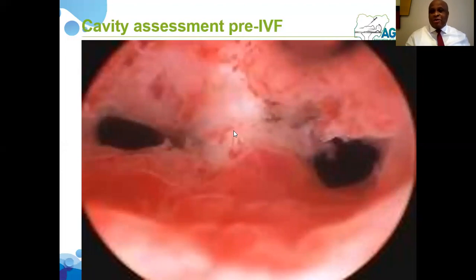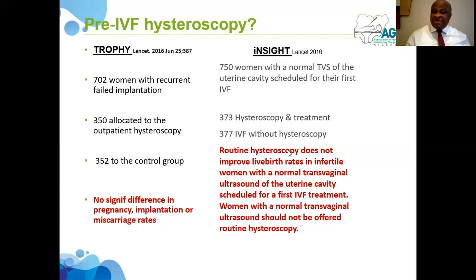Lesions like this will hopefully be picked up by either a straightforward 2D ultrasound scan, saline infusion sonography, or even HSG. Now, this looks like a septum. It is not. This is endometrial adhesions. And you've seen a few of these if you've done enough hysteroscopy. However, there are some subtle intrauterine lesions that your routine ultrasound scan might miss.